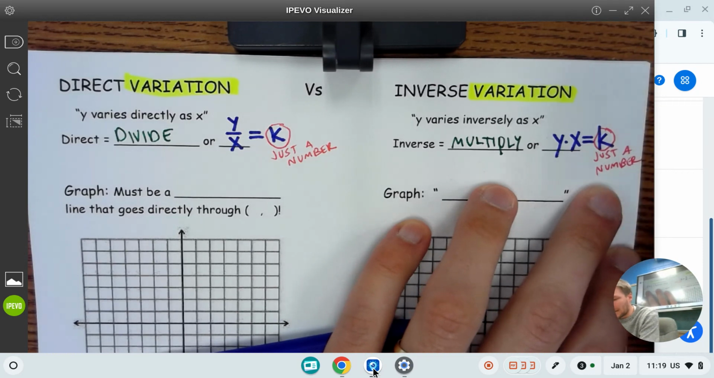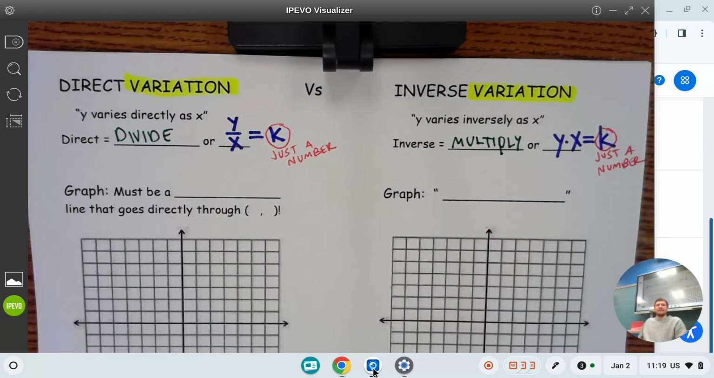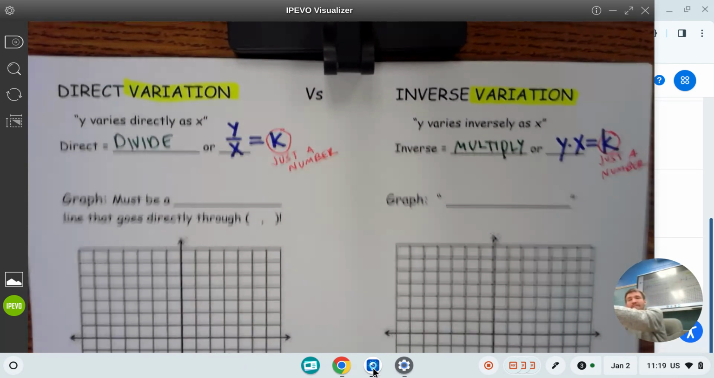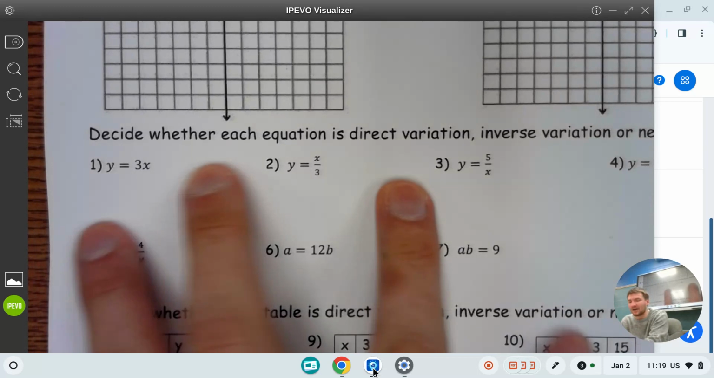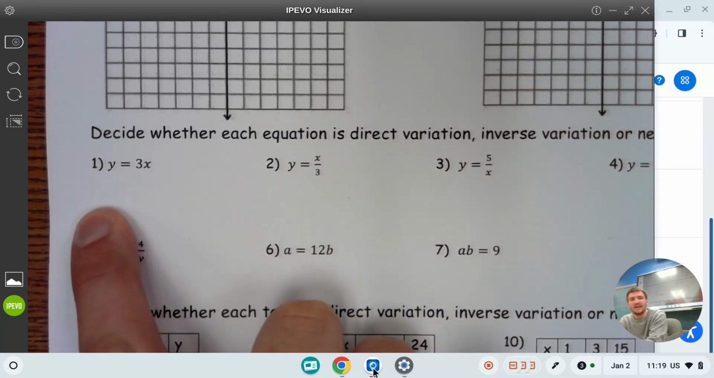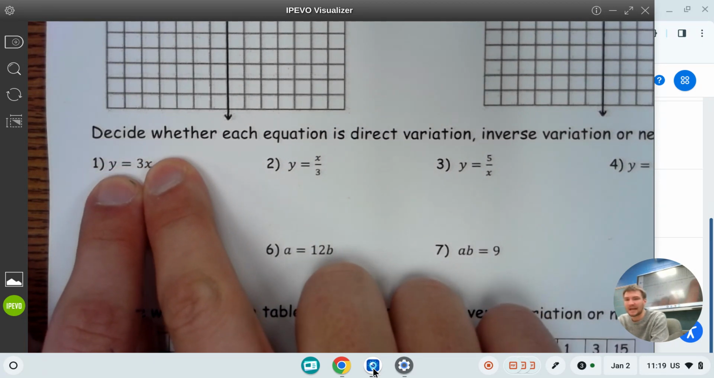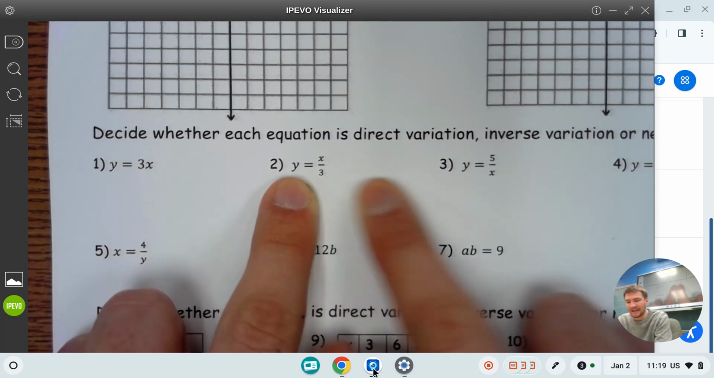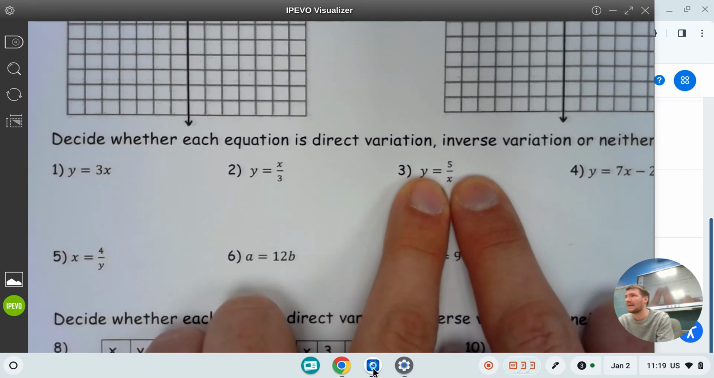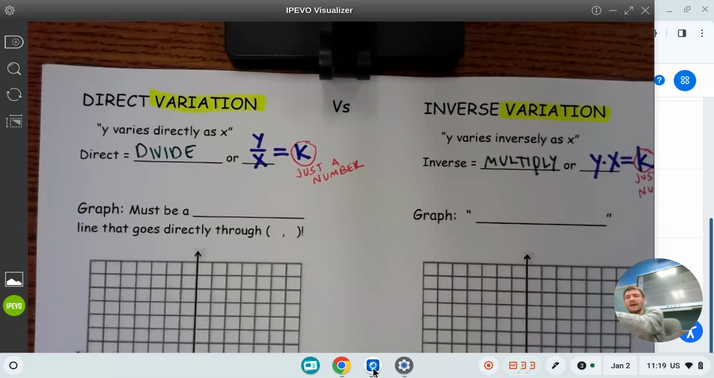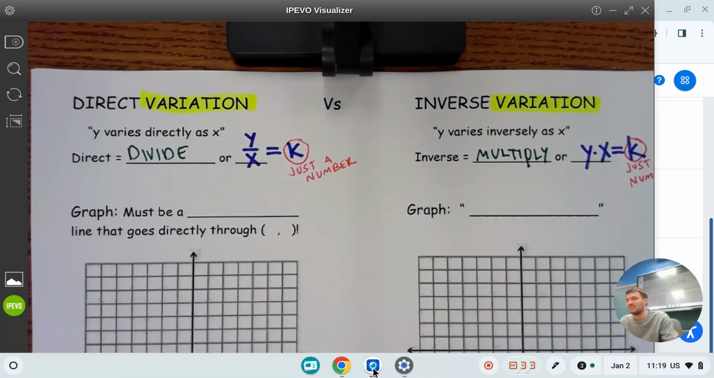So, here's what we got. If you see a K, basically just ignore it. It doesn't really mean much. Don't let it scare you. K is just a number. So if you look down here, you won't even see K on a normal question. It'll just say y equals 3x. The 3 right there, that's the K. The 3 right there, that's the K. The 5 is the K. All right? Basically, if you see a K, don't let it scare you.